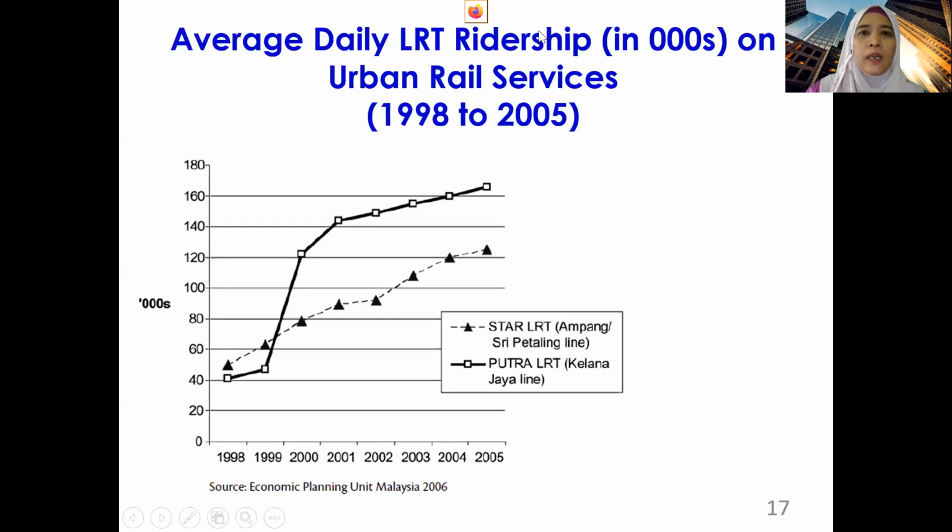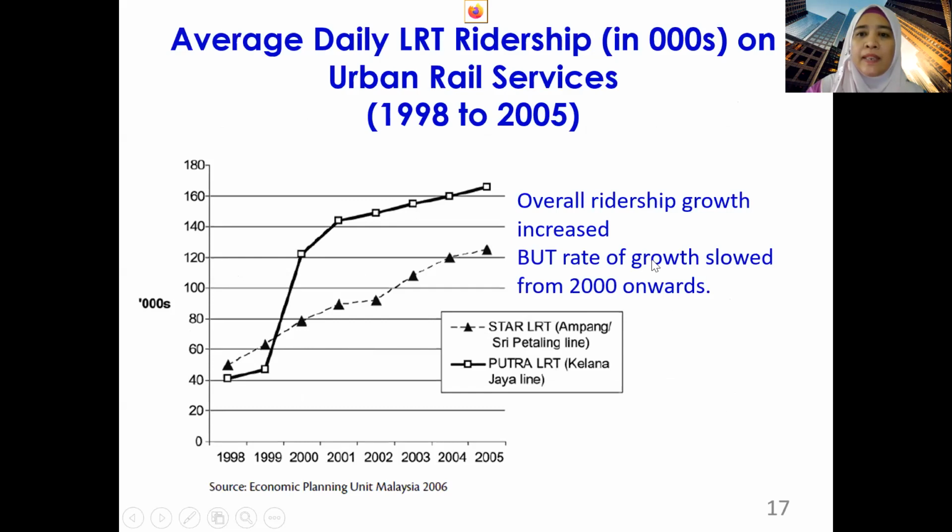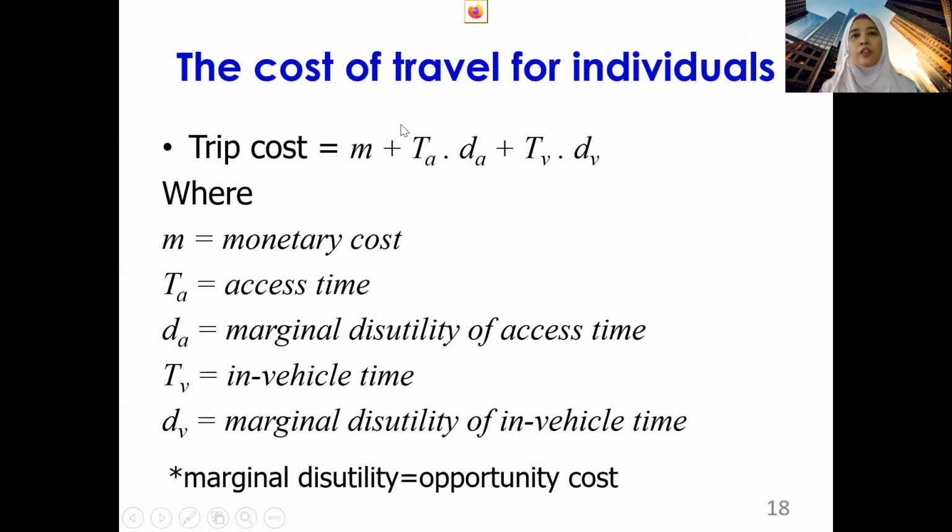Now, ridership we can see steadily increasing from 98 to 2005, an overall increase, but the rate of growth slowed from 2000 onwards. Now, the cost of travel. When you take the mass transit, what would be the cost of travel for individuals? So this is the formula that shows the trip cost for individuals. The formula is simple enough. The formula is M plus TA times DA plus TV times DV.